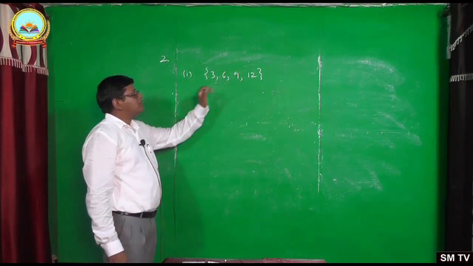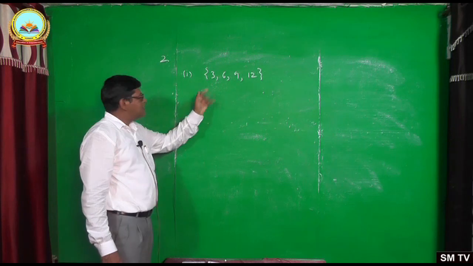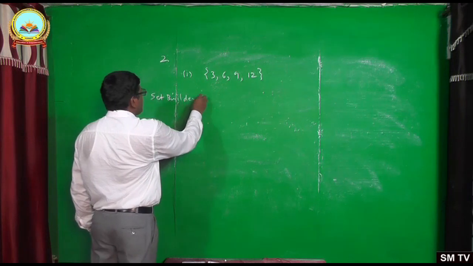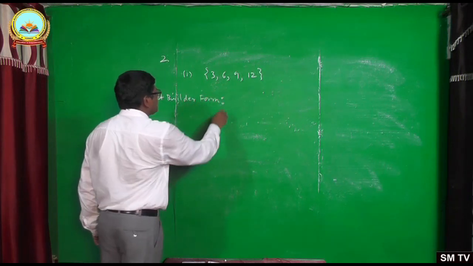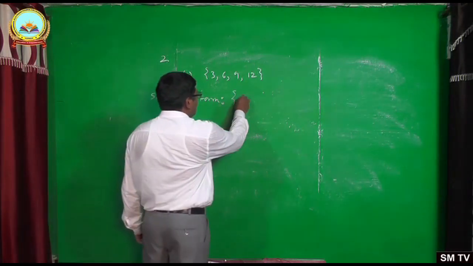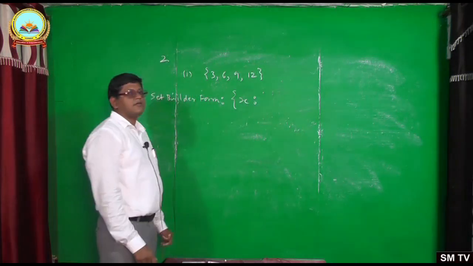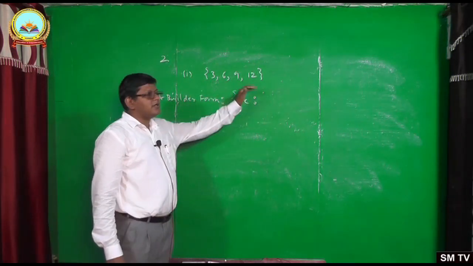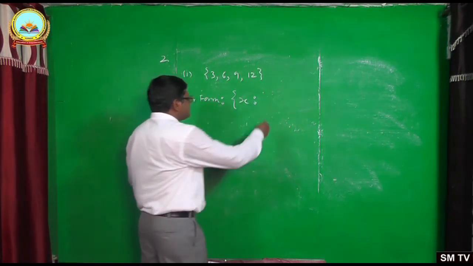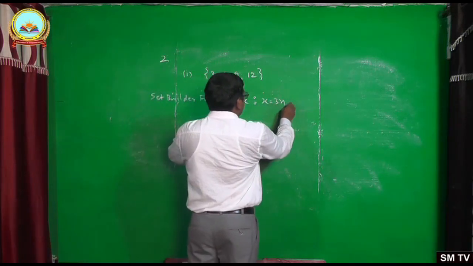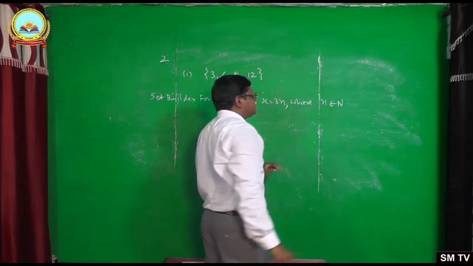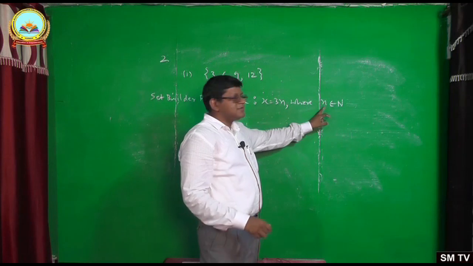So the given set is in roster form, and we had to express the set in set builder form. It is the set of all x such that, observe here, 3, 6, 9, 12 are natural numbers and each one is a multiple of 3. So we can write x is equal to 3n where n is a natural number.